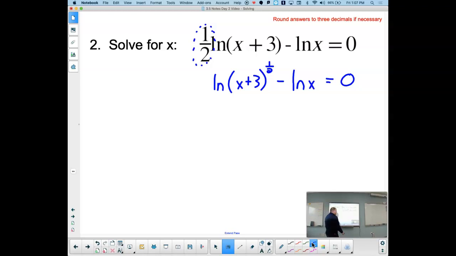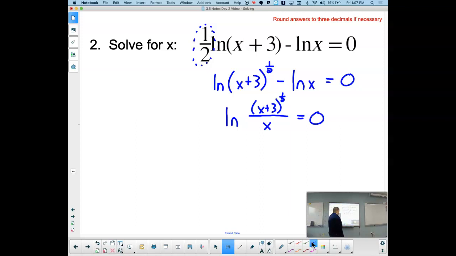Now I can use the quotient property on these two natural logs because they're being subtracted. So then that would give me the natural log of x plus 3 to the 1/2 power divided by x equals 0.